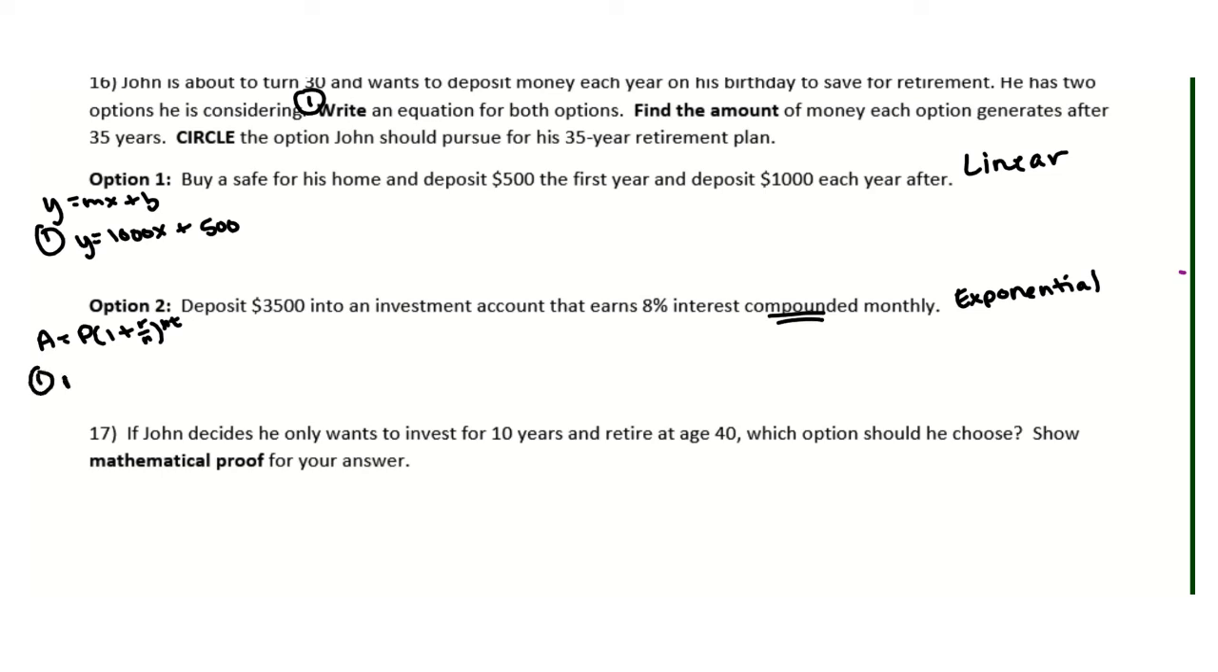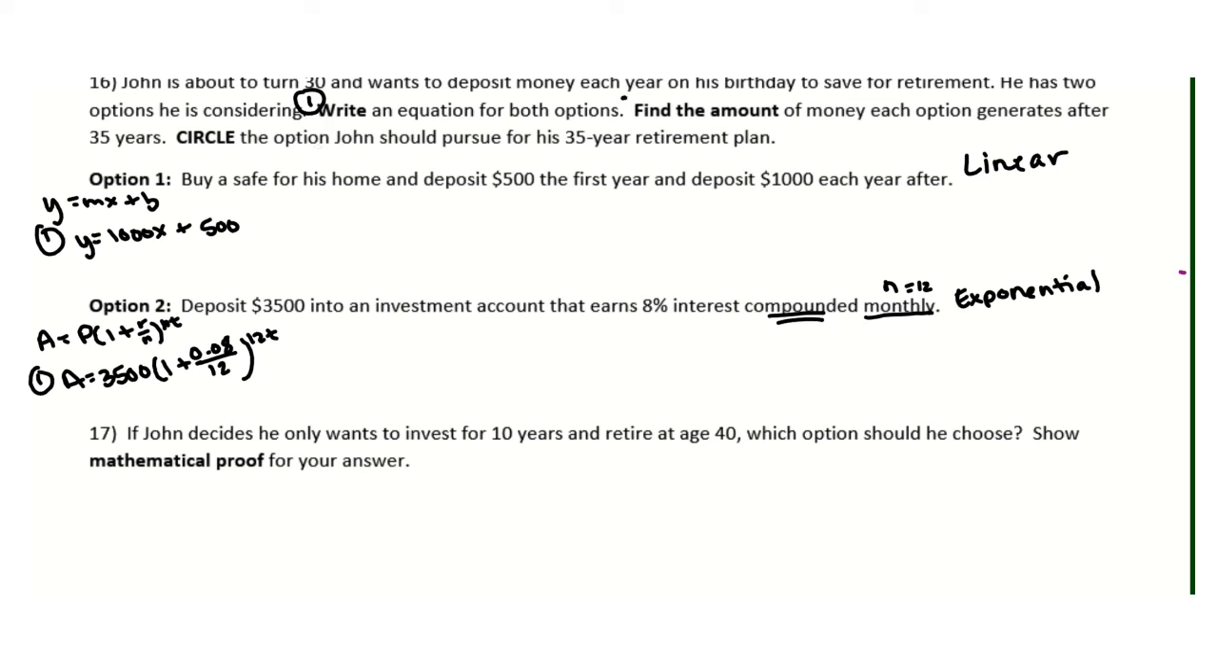So this equation is going to be A equals, my principal amount is 3,500 times 1 plus 8% as a decimal is 0.08. If we're compounding it monthly, then n is 12. And again, we have notes on compound interest. You can go back and look at your Unit 3 notes for that. That's the first thing that they asked for.